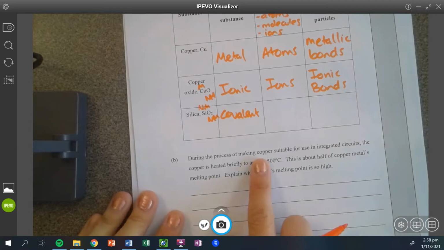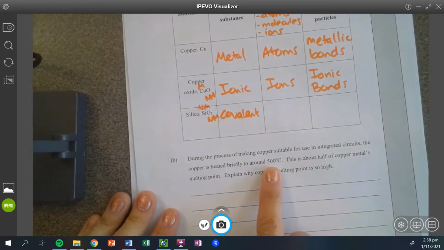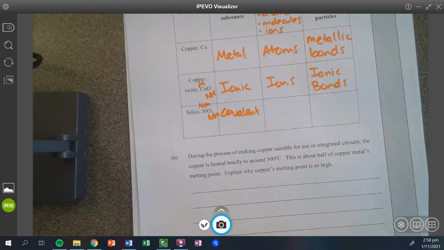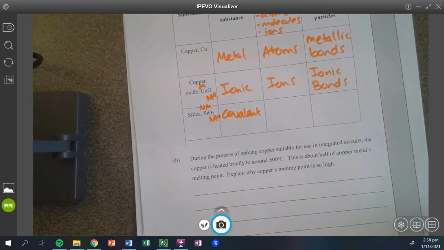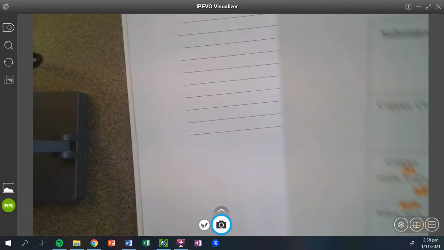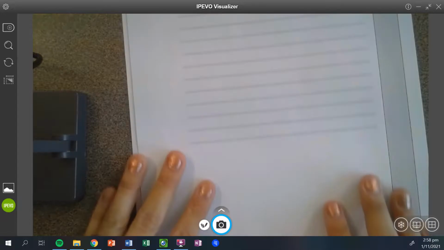It says, during the process of making copper suitable for integrated circuits, the copper is briefly heated to 500 degrees Celsius. This is about half of the copper's melting point. Explain why the melting point of copper is so high. So that doesn't give me any hints about the silicon dioxide, so I'm going to keep reading. Don't feel like you need to answer this in order. You can, and I highly suggest that you read it before you start answering the question, because there's usually lots of hints, especially in the types of solid question.